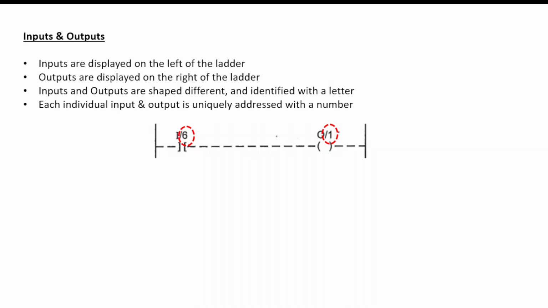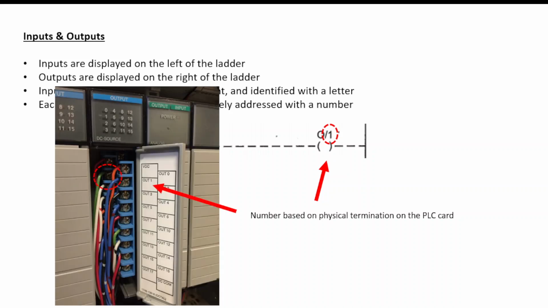Each individual input and output is uniquely addressed with a number. The number is based on the physical termination on the PLC card. So this one says output 1, and on the left it says input 6. So there's my output card. This output would correlate to this screw on the termination of that output card. Looks like it's a green wire.